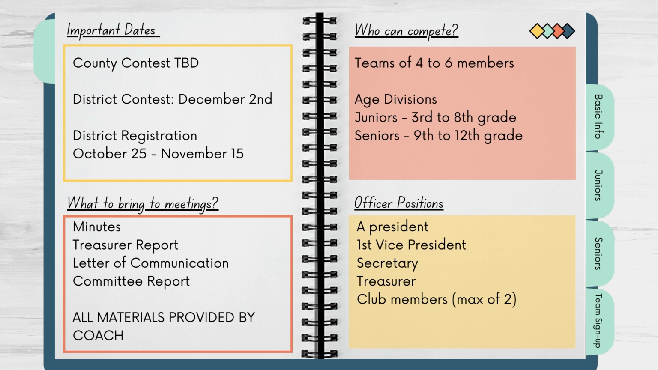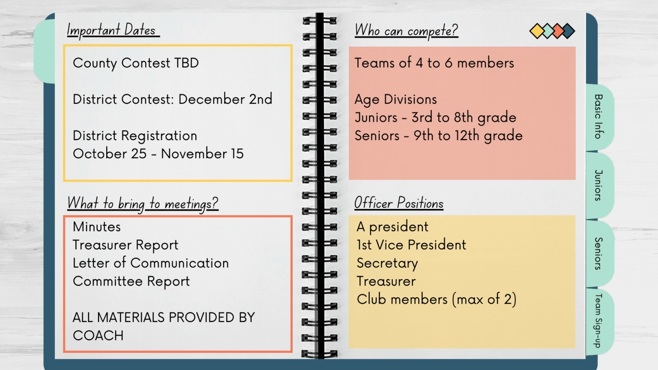Let me start with your team information first. So what makes up a team? Teams of 4 to 6 members. This is the one contest where we separate between juniors and seniors, not juniors, intermediates, and seniors. So our junior team will be made up of 3rd to 8th graders, and our senior team will be made up of 9th through 12th graders.